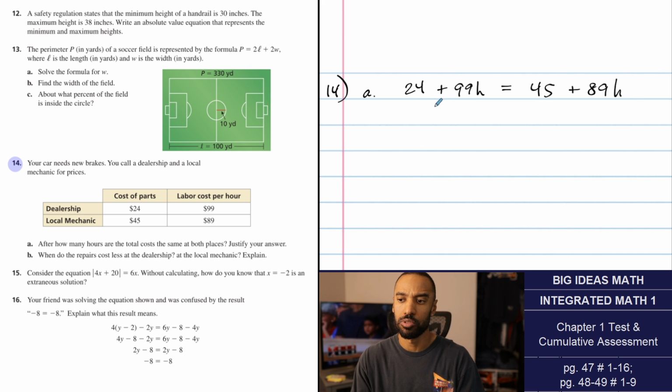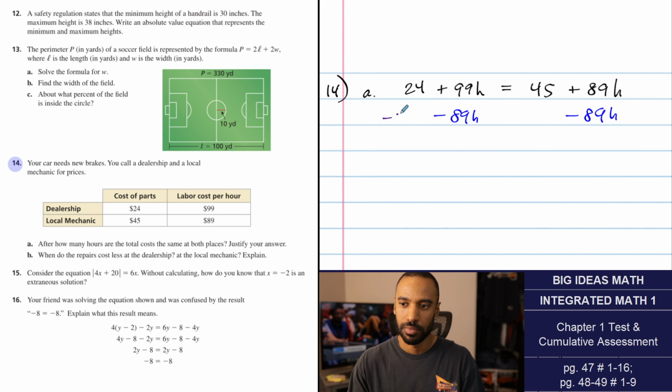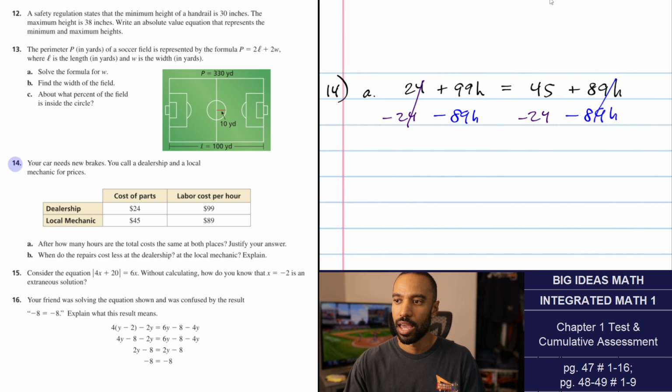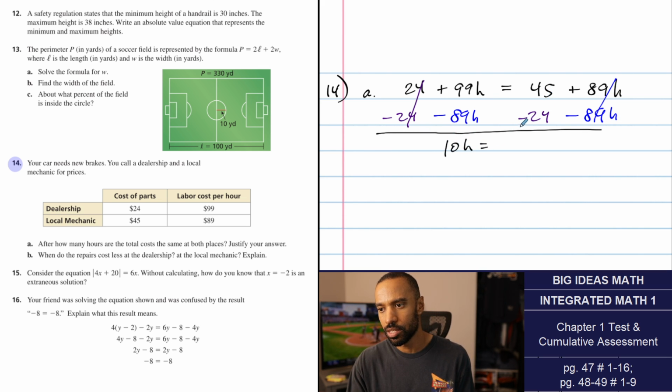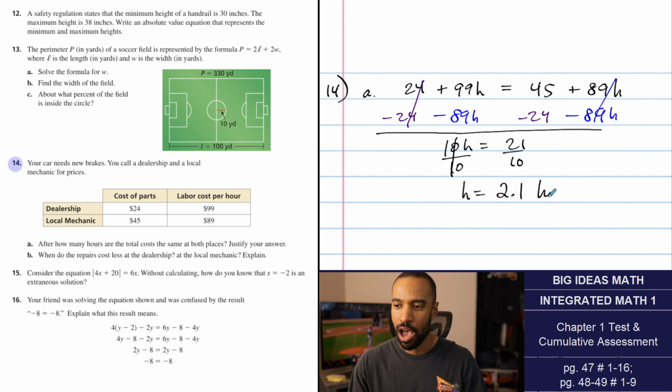And don't try and outsmart the problem. Don't try and guess and check. This is the goal: set it up and solve algebraically. This is dollars plus dollars equals dollars plus dollars. I'm going to subtract 89H from both sides, and subtract 24 from both sides. We are going to get 10H equals something, and this looks to be something where we are going to get some form of a decimal. So 45 minus 24 is 21, and then we divide both sides by 10, and H is 2.1. This is the amount of hours.